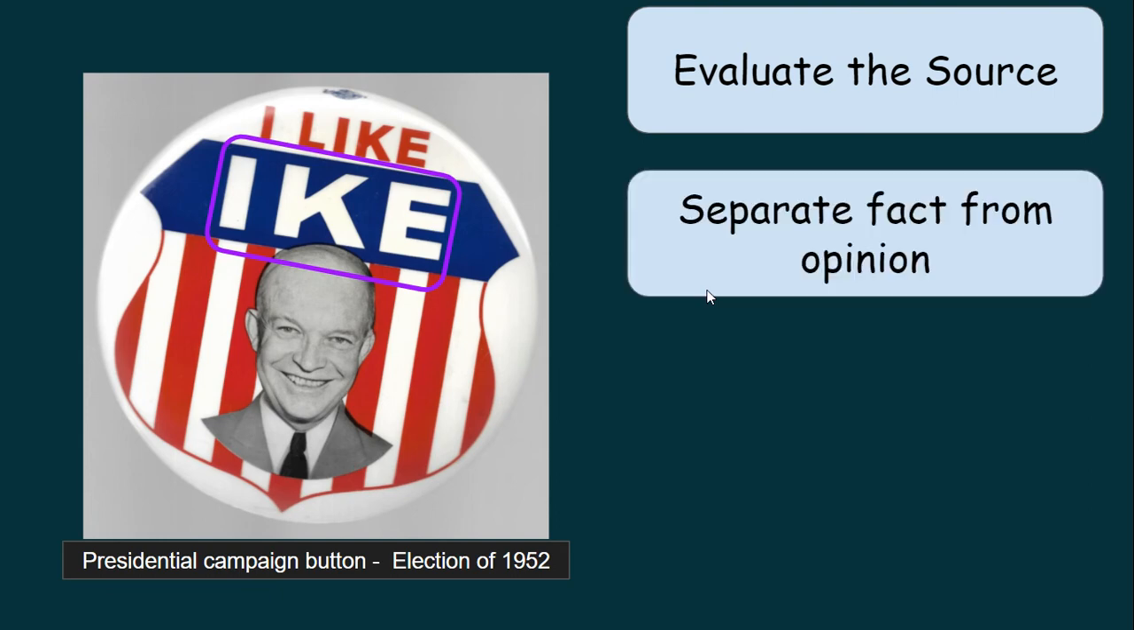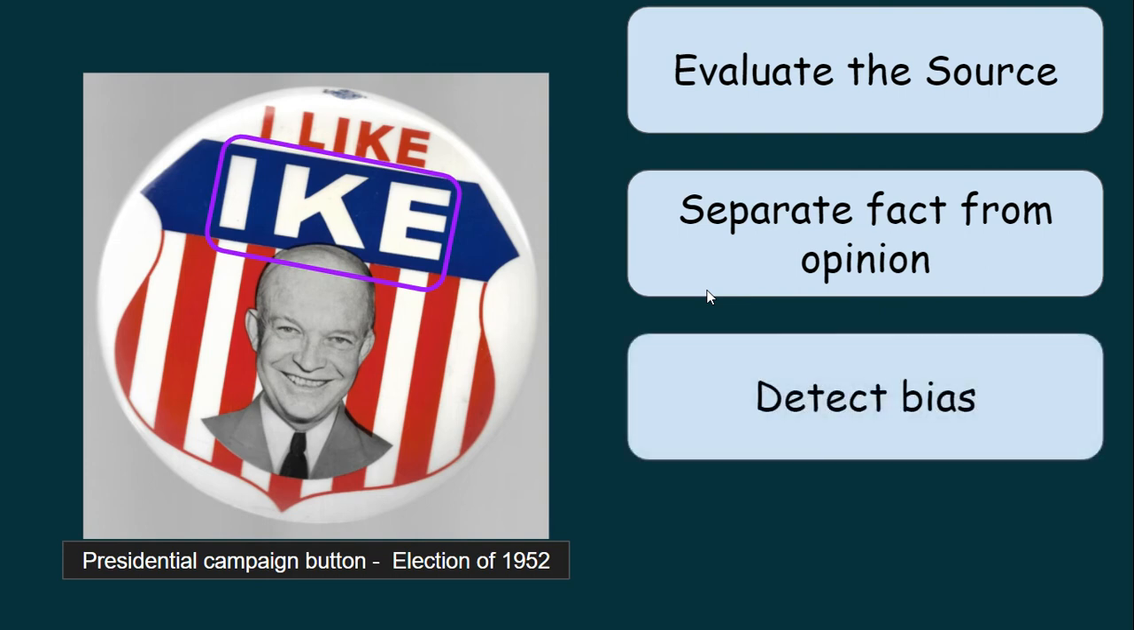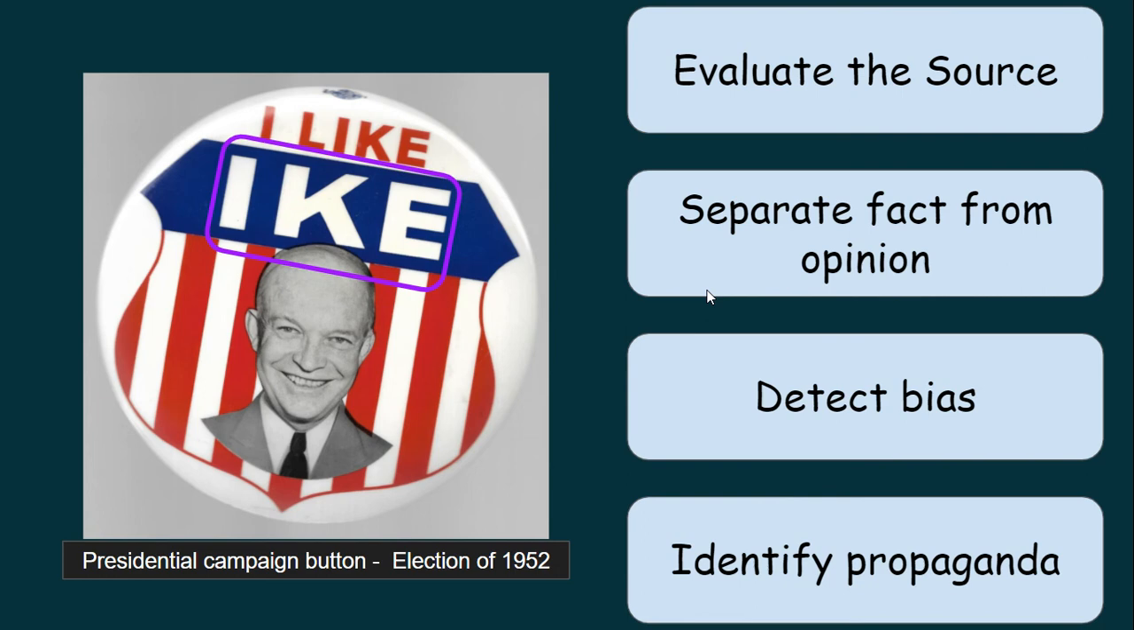Separating fact from opinion. "I like" something is going to be pretty clearly opinion. And again, just because it's opinion doesn't mean that it's bad. It can be an opinion and not be bad or malicious. Detecting bias, the person who would be wearing this button or the person distributing this button is going to be biased toward Eisenhower, and it could be propaganda because he's trying to promote himself as president. So again, this campaign button is showing you that even though it's not bad and it's not malicious for it to be an opinion or for it to be biased, it does cover these strategies for evaluating a campaign.